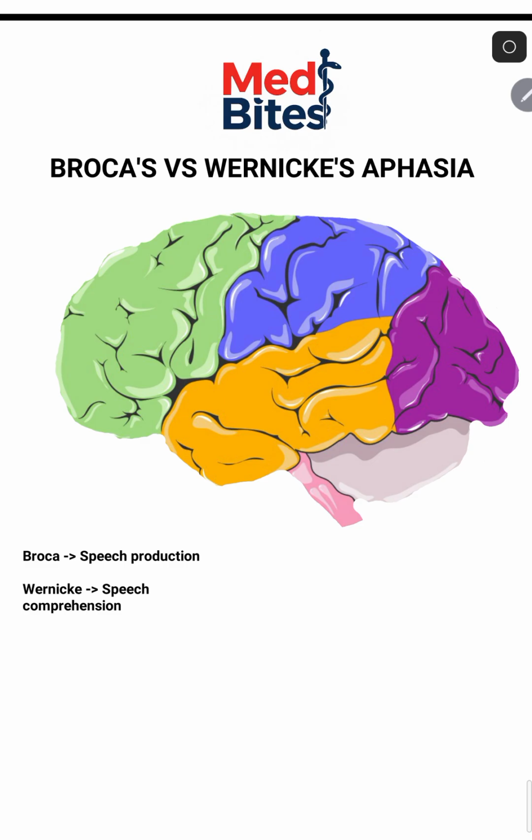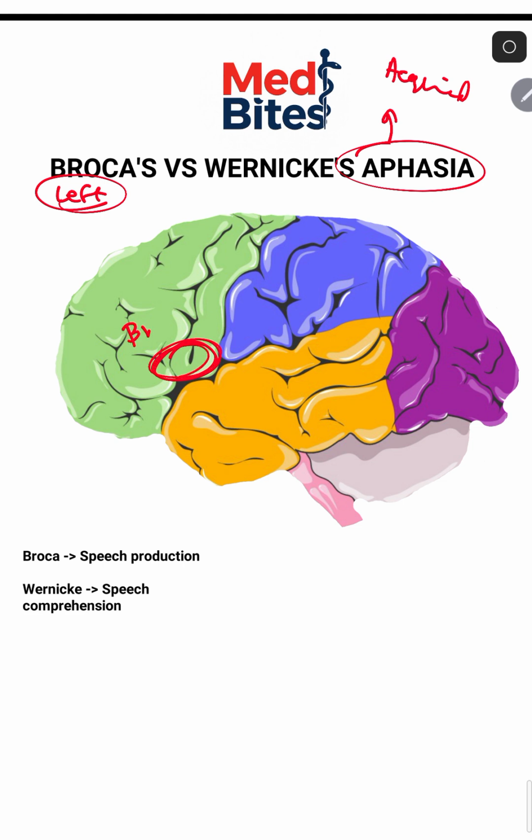Aphasia basically means an acquired impairment in speech or language due to damage in the dominant cerebral cortex, usually the left hemisphere. This is what we're looking at. This is the brain, and we're looking at the left hemisphere. Now, what you got to know: where is Broca's area in the brain? You got to know where Wernicke's area is in the brain. The Broca's area is right here, and the Wernicke area is right here.